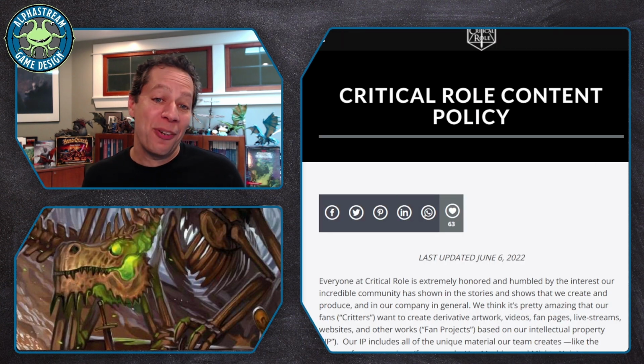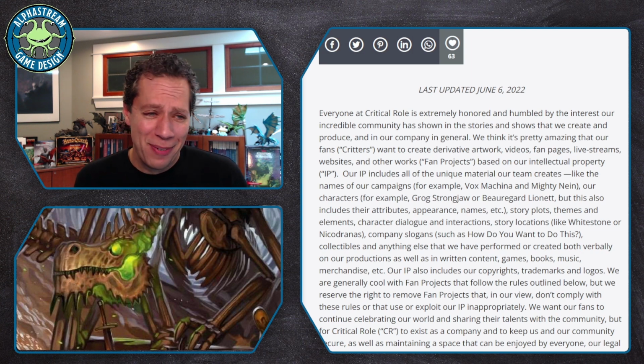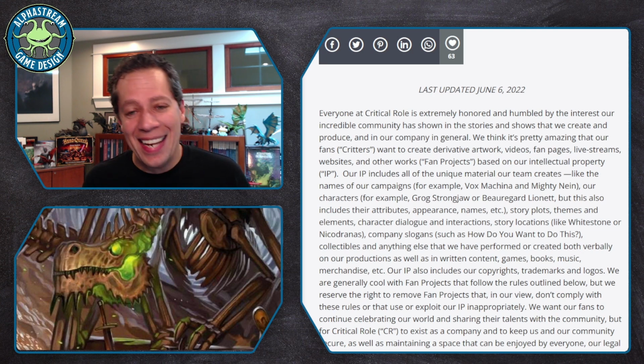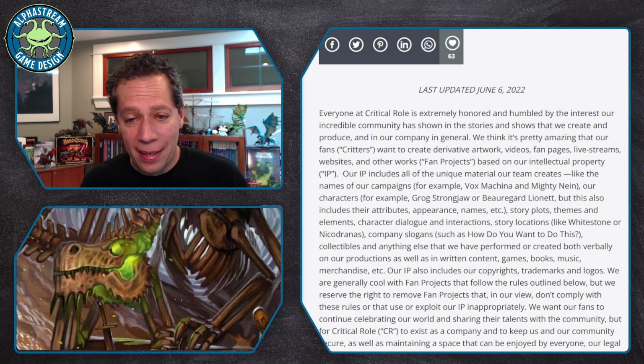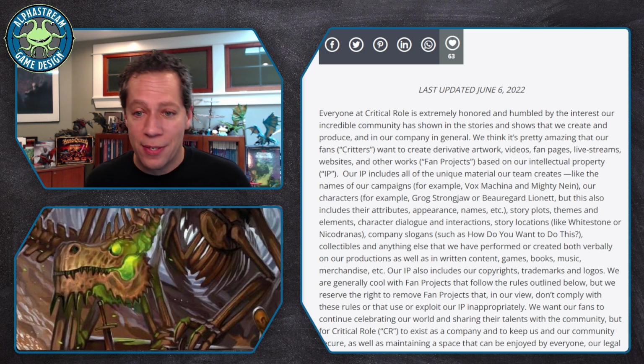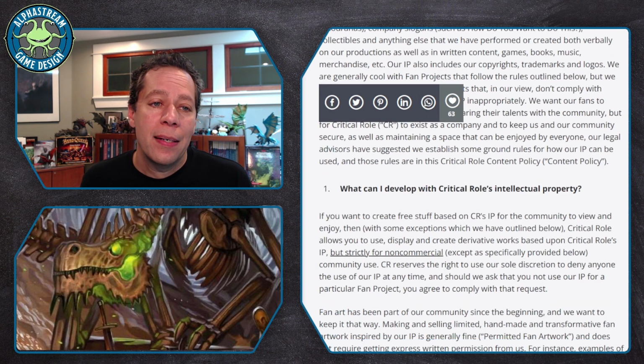Let's take a look really quickly at Critical Role. Critical Role has updated their fan policy, I think, three different times, last in 2022. Their original one was very permissive, and they didn't even have one for a while. And then they start going, hey, we kind of need to lock some things down. You can't just publish works that are based on our characters. So they talk about what is their IP, right? It is Vox Machina, it is Mighty Nein, it is Grog Strongjaw, and so on. And it's their appearances, it's their language, it's all these different things that are part of their intellectual property.